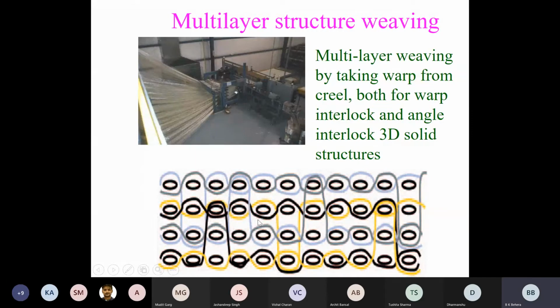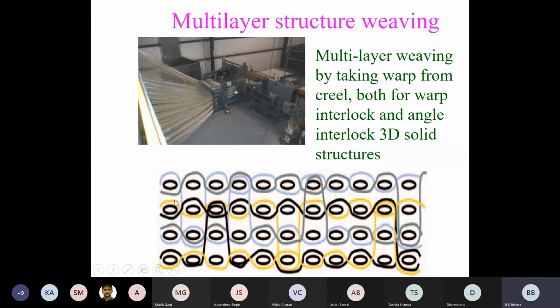So the difference is they are multi-layer fabric. The yarns are at a certain angle, not like 90° as you can see in orthogonal, but they are different from warp or weft interlock in the sense that each warp yarn or weft yarn, instead of passing from one surface to the other surface, can change their path at any intermediate layer.